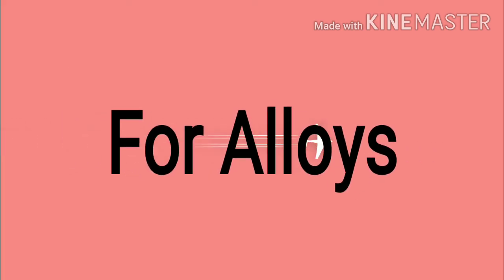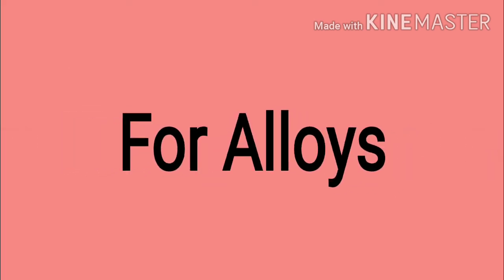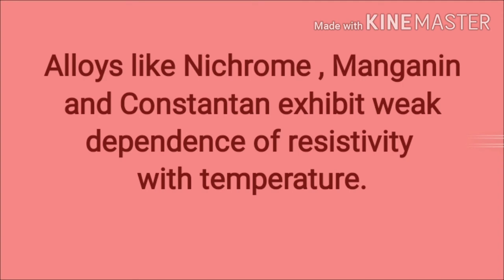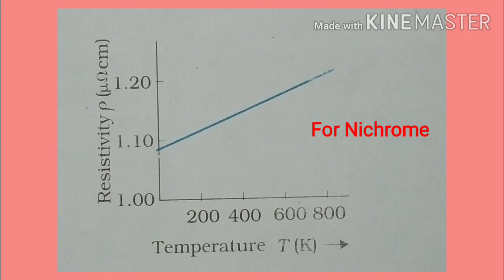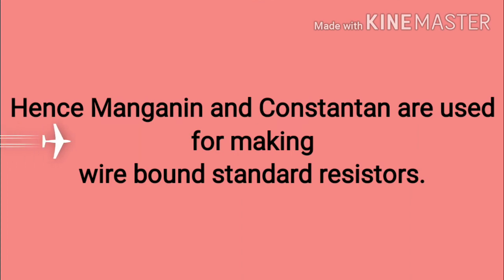Now for alloys. Alloys like nichrome, manganin and constantan exhibit weak dependence of resistivity on temperature. Here for nichrome, as temperature increases, what happens to resistivity? It increases, but it increases very slightly. Hence, manganin and constantan are used for making wire-wound resistors, for example in a rheostat.